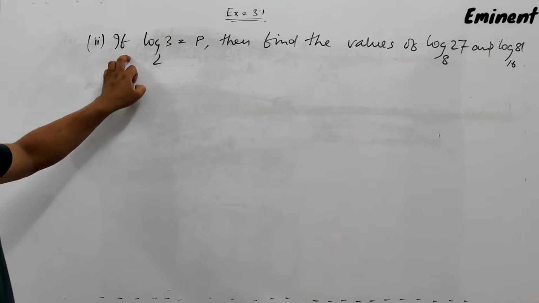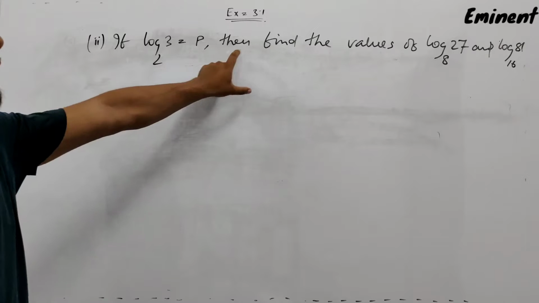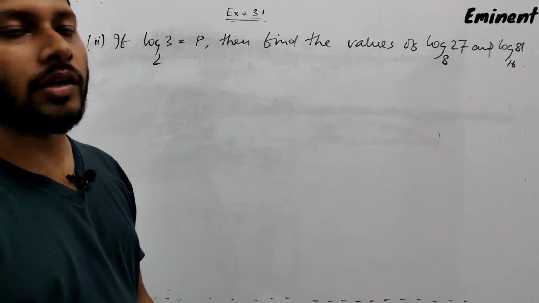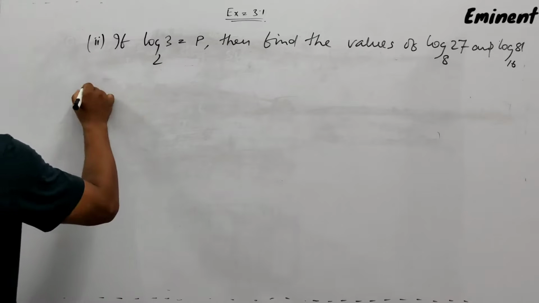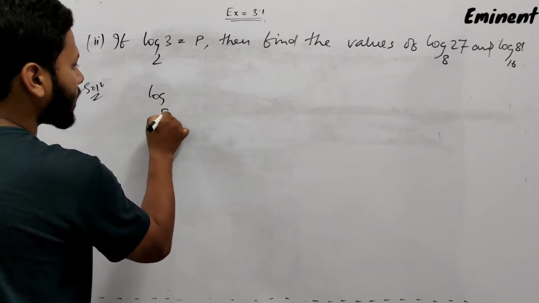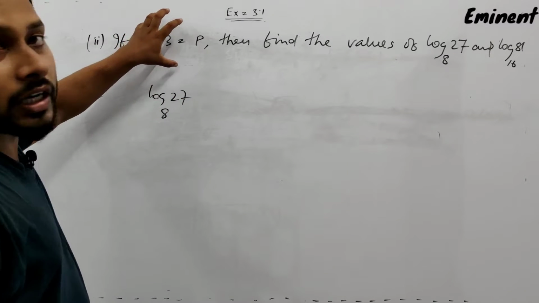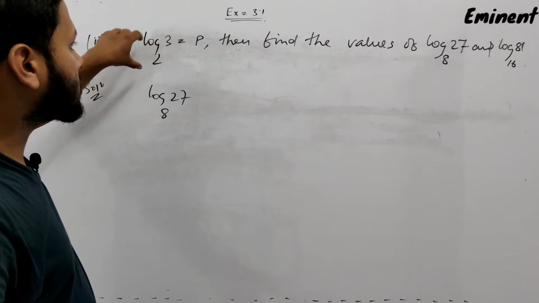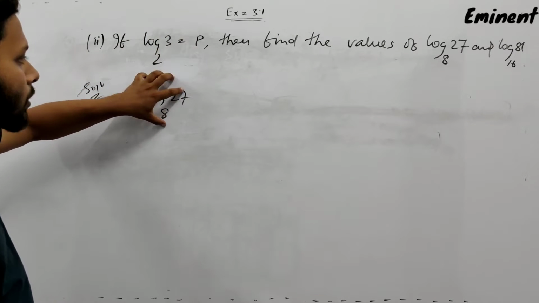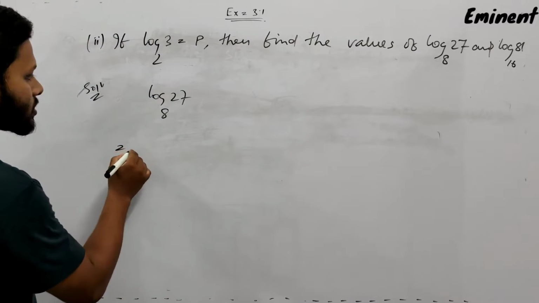This is our next question of question number 3. Here it is given that log base 2 3 is equal to p. Then we have to find the values of log base 8 27 and log base 16 81. So let's start to find the values of these. First of all, let's find the value of log base 8 27. How can we find this one? First of all, what is our given term? The given term is log base 2 3 is equal to p. That means we have to convert this one in terms of log base 2 3. So let's convert this one in terms of this.